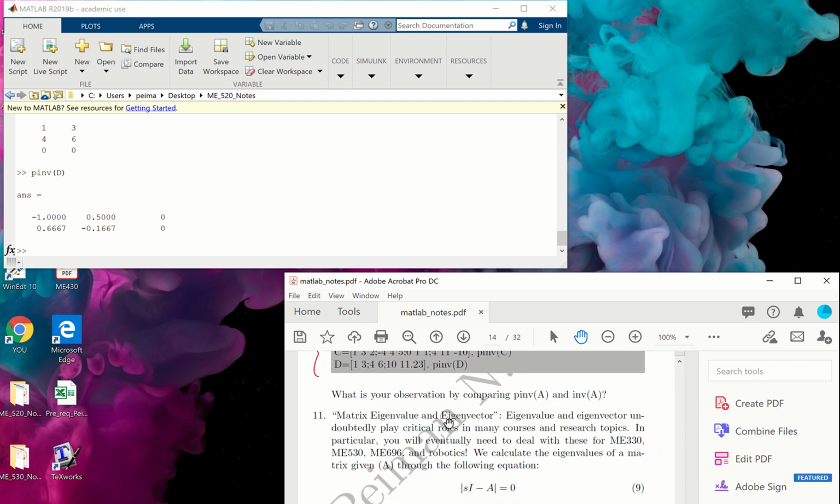Now matrix eigenvalue and eigenvector. Guys, this is a very important, super important topic in dynamics and control, and in too many fields of engineering actually. Eigenvalue problem. Eigen is a German word that means a specific value. So eigenvalue means a specific value, and eigenvector. The simplest example that you can feel: suppose that you're on an airplane and the pilot is igniting the engine.